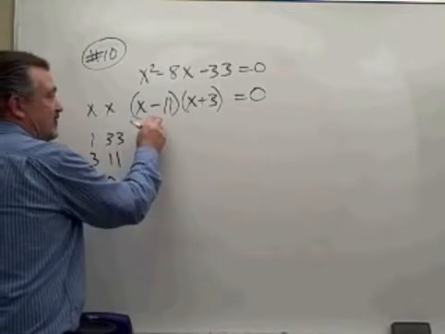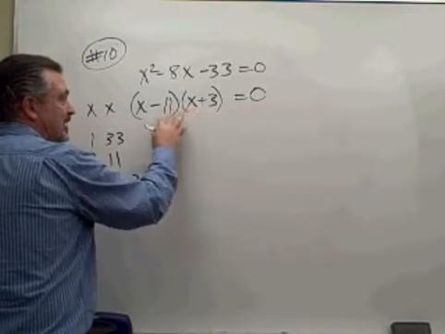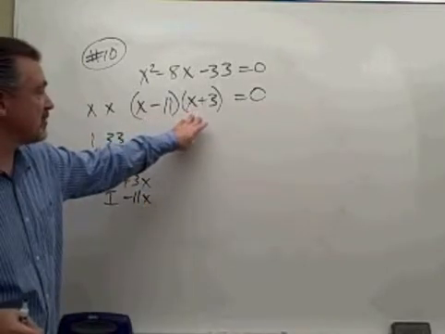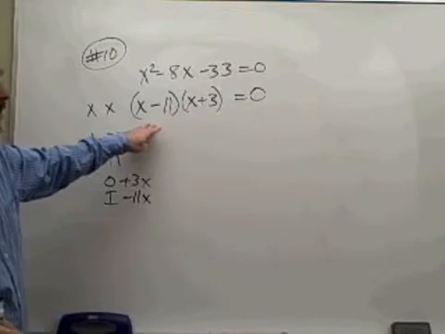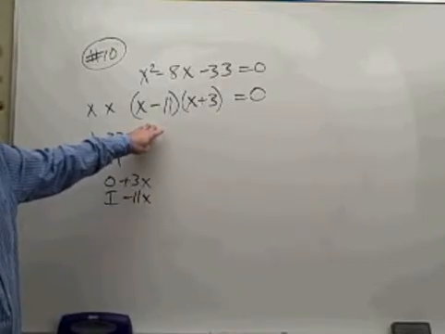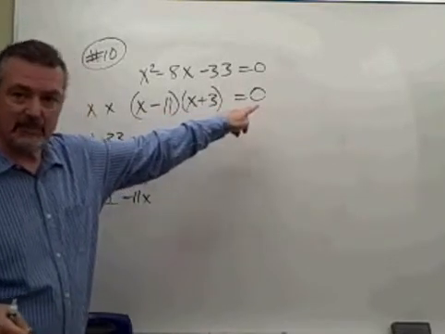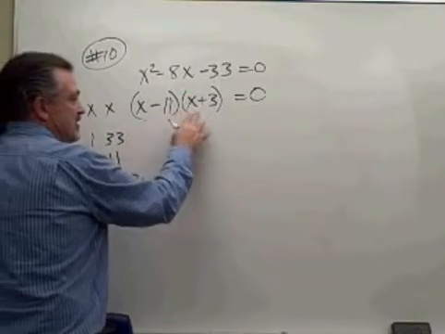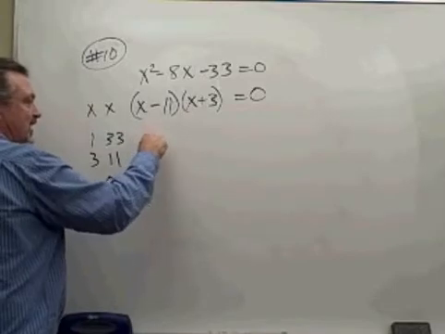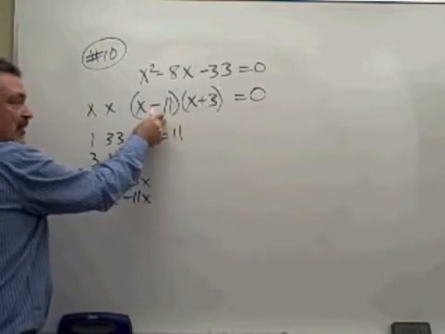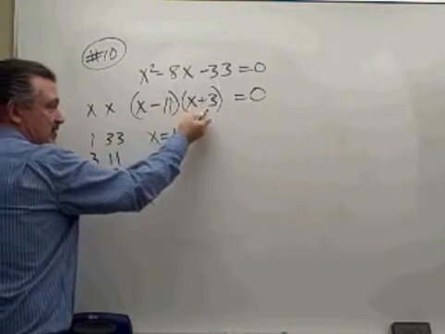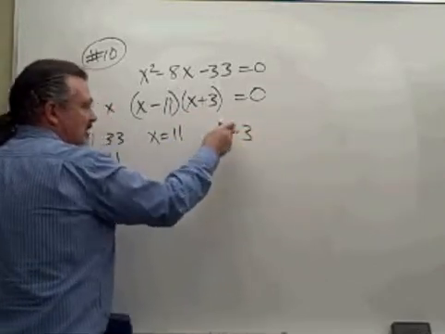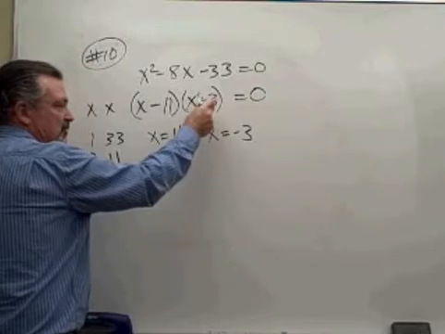Now we need to find the values of x that can make these factors become 0. Because if one of these quantities becomes 0, then the entire left side of the equation is 0, and that matches up to the right side, so that makes it a solution. Well, it's pretty easy to see in these situations. If we let x be positive 11, 11 minus 11 would be 0. 0 times anything is 0. Or x could be negative 3, because negative 3 plus 3 would be 0.